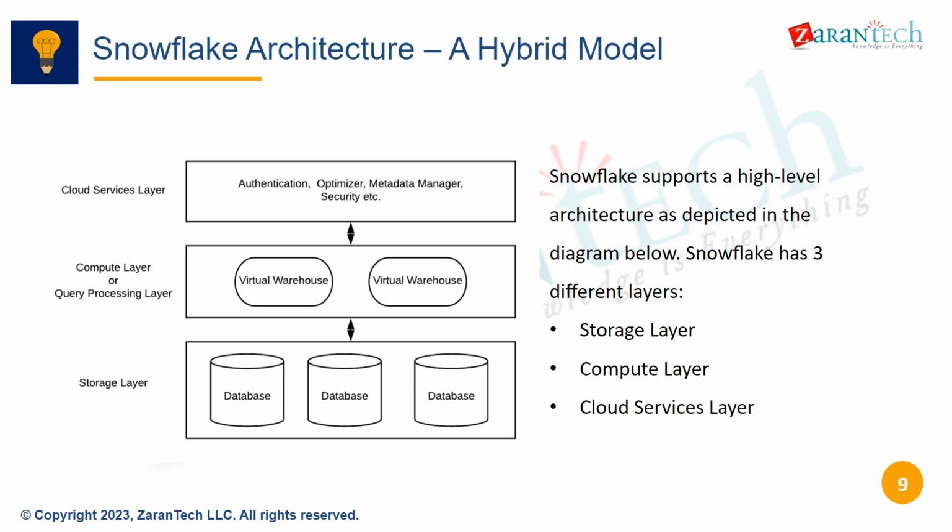Snowflake uses a hybrid model with three distinct layers: storage, compute and cloud services. The storage layer acts as a shared disk. The compute layer provides virtual warehouses for executing queries, similar to a shared nothing architecture. The cloud services layer handles security, metadata and other coordination.